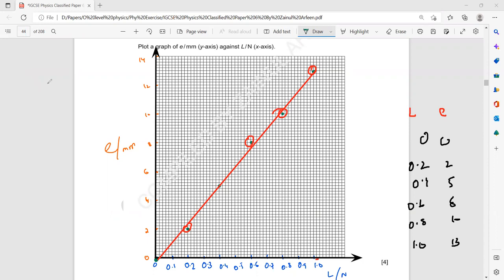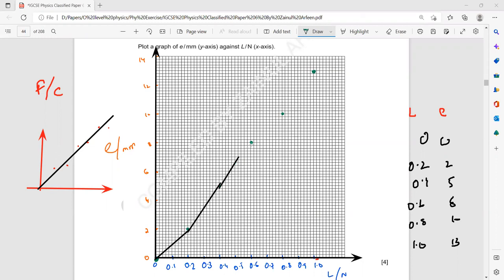Because we know force and extension are directly proportional, there must be a straight line. So we may have points scattered. So what we do, we draw a line of best fit. Line of best fit means the points above the line and below the line should be the same. You cannot do point to point. This type of graph is not acceptable at all in physics. What students usually do is join one point, then the next point, then the next point. This is totally wrong. This is not at all how we plot any kind of graph.